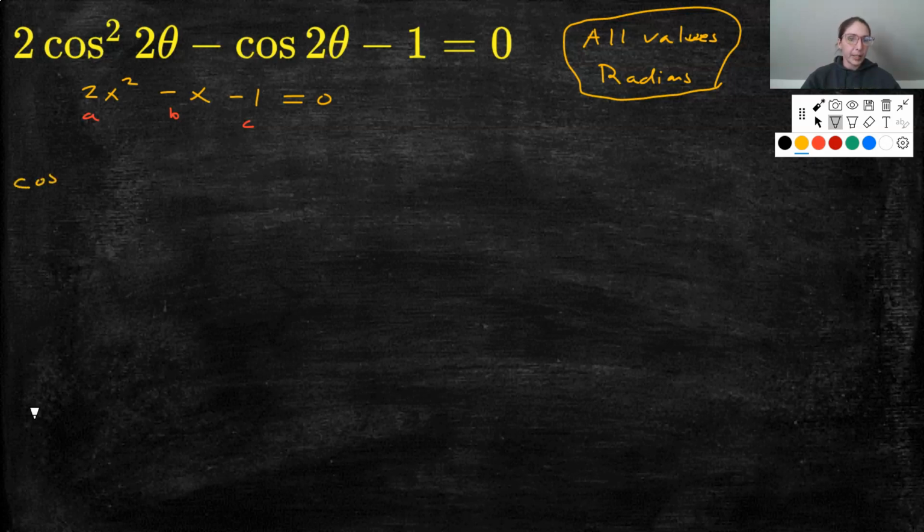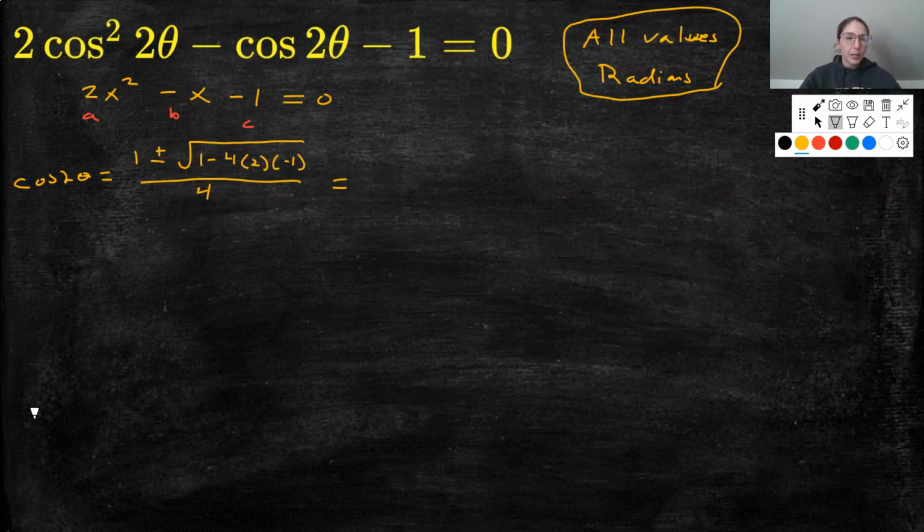So let's see what cosine of 2 theta will equal. Well, that'll be negative b, so +1, plus or minus the square root of b squared, -1 squared is 1, minus 4 times a times c, all over 2 times a is 2, 2 times 2 is 4, so I'm just shortcutting a little bit.